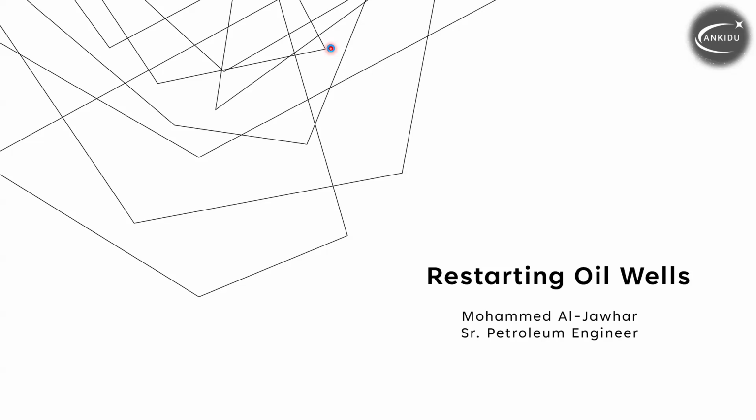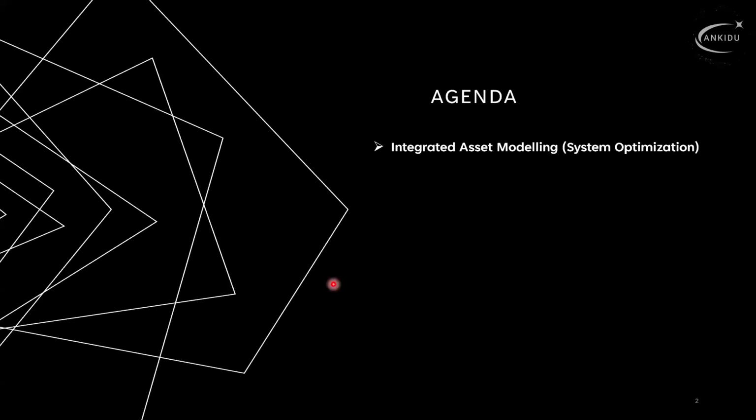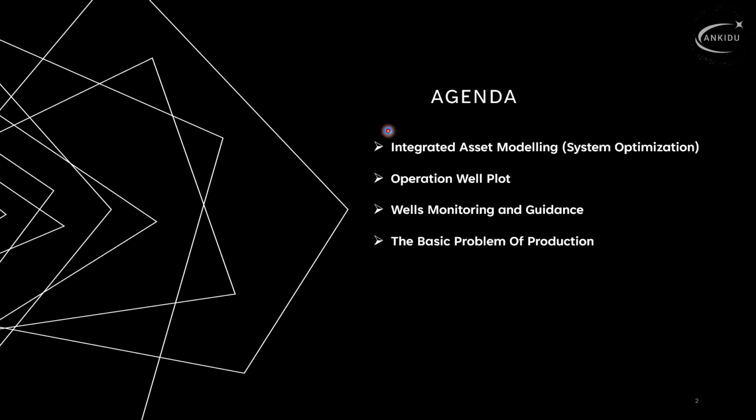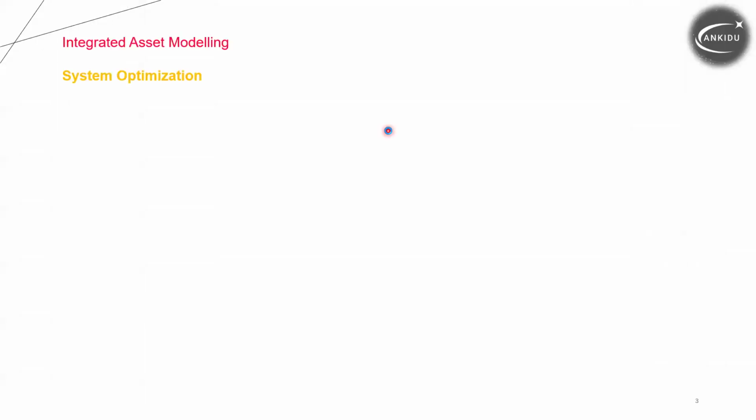So what will we discuss today? Integrated asset modeling. What do we mean by integrated asset modeling? The operational plot, well monitoring and guidance, the basic problems of production, and successful oil well start. What are the key points for oil well restart? We'll see in a minute.